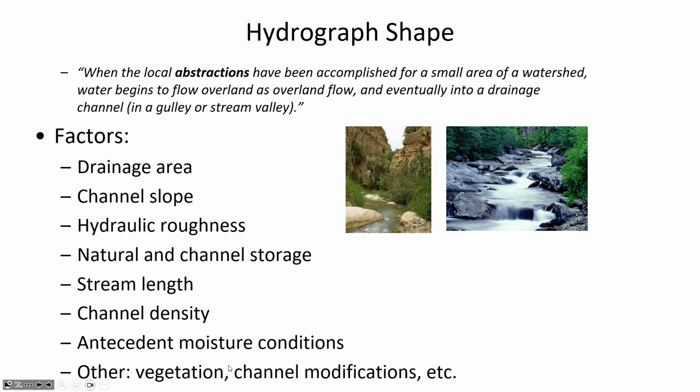And then there can be things like the growth of vegetation or human-induced modifications to the channel that also either speed up or slow down the rate of flow through a channel. So all these factors can play a role in translating between the hyetograph and the hydrograph.